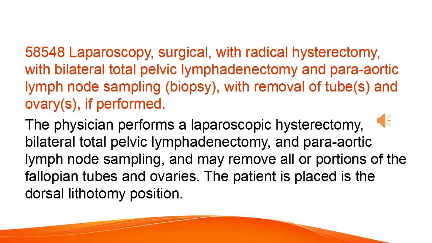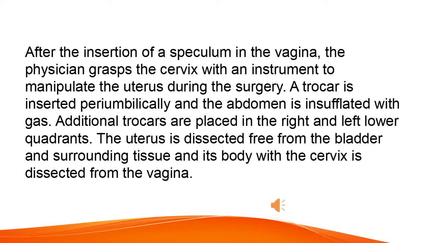The patient is placed in the dorsal lithotomy position. After the insertion of a speculum in the vagina, the physician grasps the cervix with an instrument to manipulate the uterus during the surgery. A trocar is inserted peri-umbilically and the abdomen is insufflated with gas. Additional trocars are placed in the right and left lower quadrants. The uterus is dissected free from the bladder and surrounding tissue, and the cervix is dissected from the vagina.